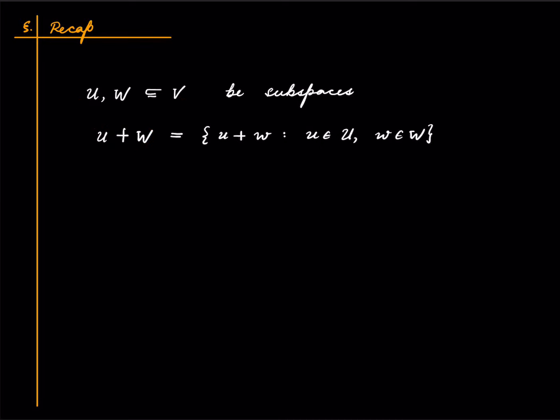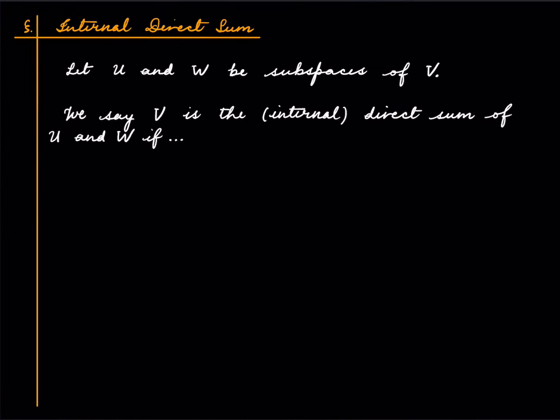Suppose we have two subspaces of a vector space V. Then we define their sum in this fashion, and we have noticed that the sum is also a subspace. And let me just mention that all our vector spaces will be finite dimensional. Okay, so let us get into the notion of what is an internal direct sum.